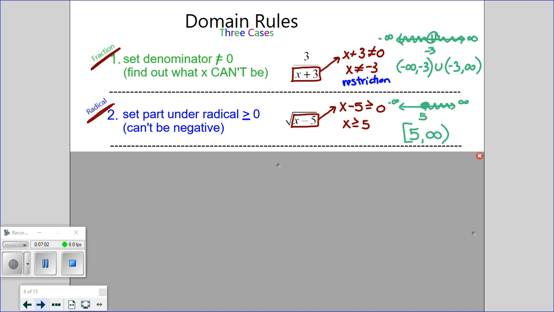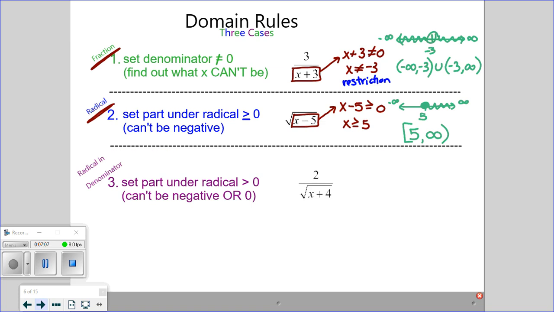Our last possibility basically combines these two things. It's a fraction and a radical, specifically a radical in the denominator of our fraction. Now, what I want to point out is these two are frequently confused for each other because look how close they are. Same words. Set the part that is under the radical, and then one of them is greater than or equal to. If it's in the denominator, it can't equal 0, so just greater than 0.